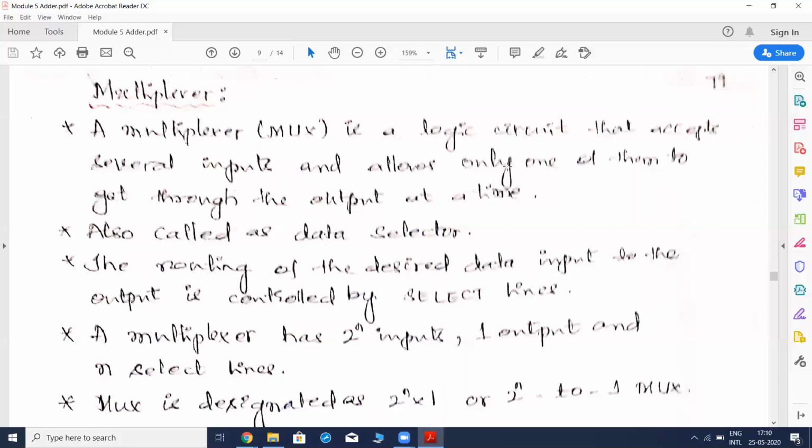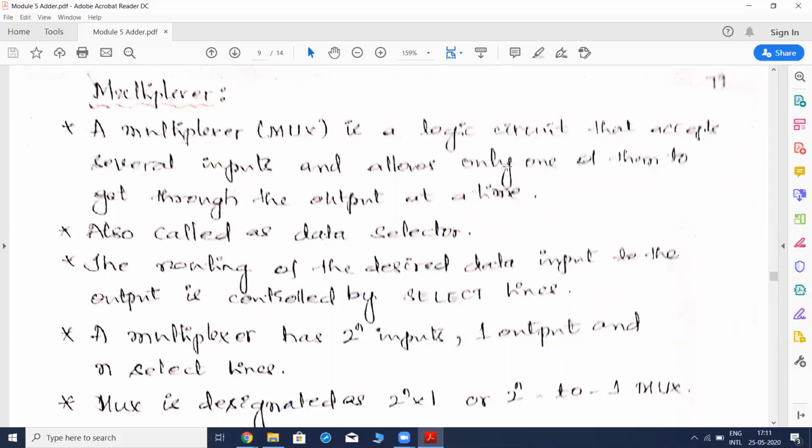Okay, so multiplexer, in short, we are going to call it MUX. So MUX is a logic circuit that is going to accept many inputs and it allows only one of these inputs to go to the output at a time. This is also known as a data selector. Now the thing is, which line is to be sent to the output? For that, some control is required.